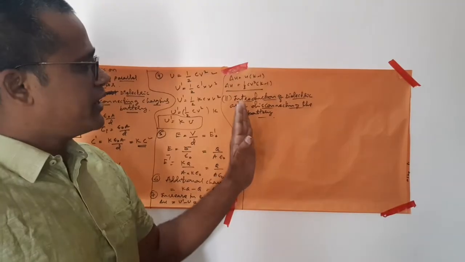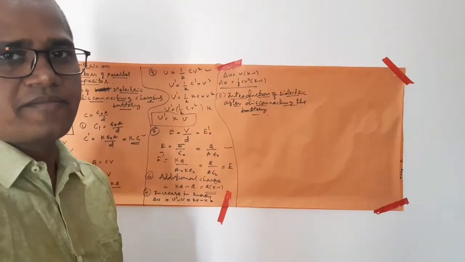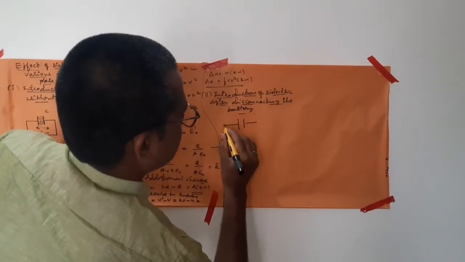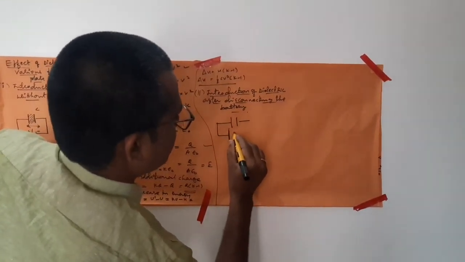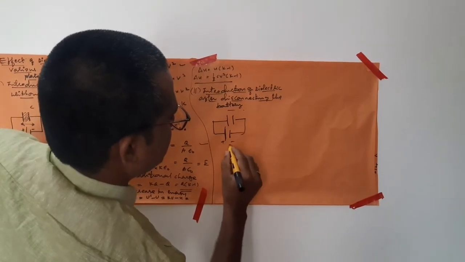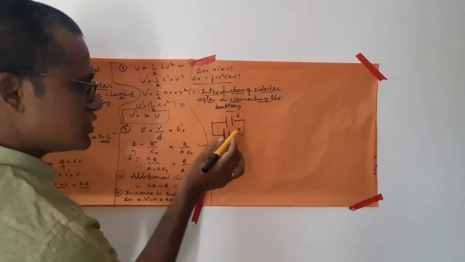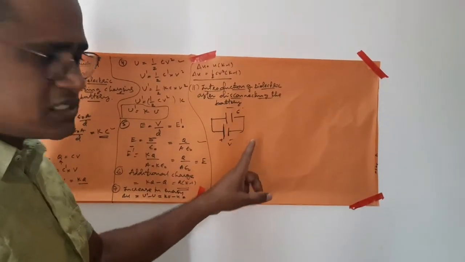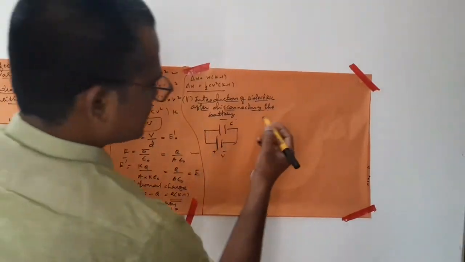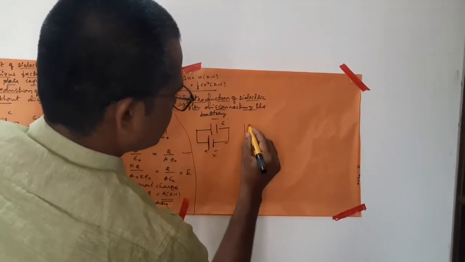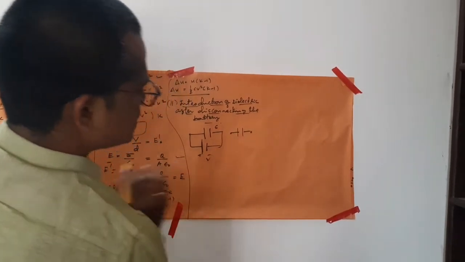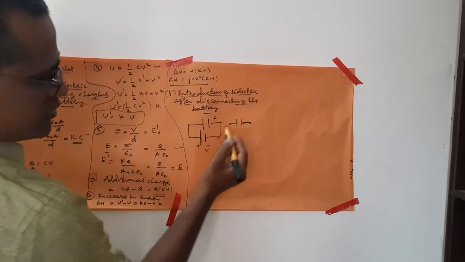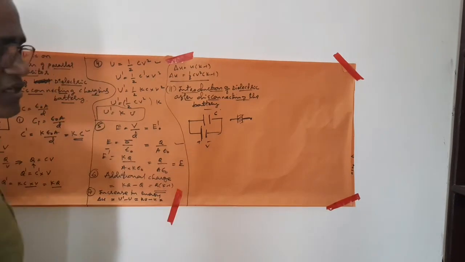Let's now go for introduction of dielectric after disconnecting the battery. Now what do we do? See, this is a capacitor. With the help of the battery, I'll first store the charges. After storing the charges, I'll disconnect the battery. So this is the capacitor, now disconnected from the battery. After disconnecting from the battery, I'll introduce some dielectric medium.